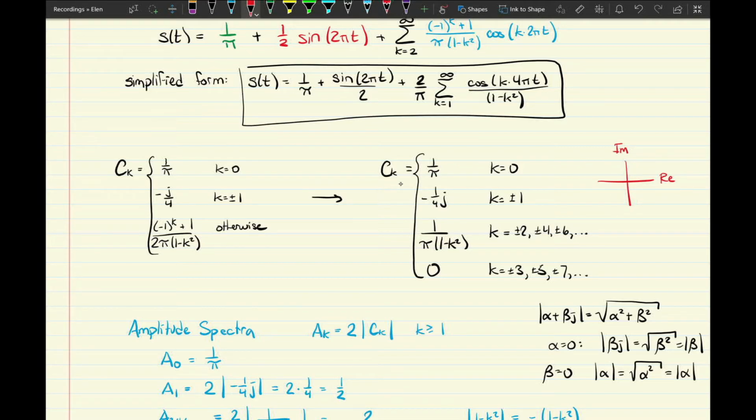So taking a look at our Fourier coefficients, our DC term, we always say has a phase angle of 0. And when k is equal to 1, we have a negative imaginary number. So that would be a phase angle of negative pi over 2. And for all of the even numbers, we've got to be a bit careful with the sign here. This is a real number, but 1 minus k squared is always going to be negative. So this is going to have a phase angle of pi. And for k equals 3, 5, 7, and all of the remaining odd numbers, well, if we just have 0 for our Fourier coefficient, then our angle is also going to be 0.